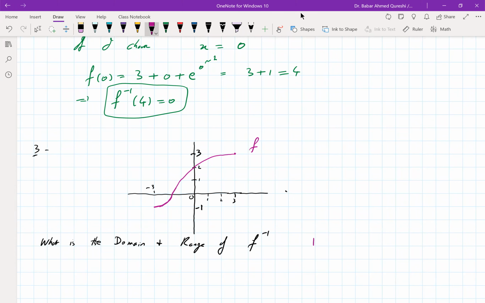So domain of f inverse, first of all, this is 1 to 1, just by it looks like that. So domain of f inverse is this range. So this is -1 to 3. And range of f inverse is just the domain of this.